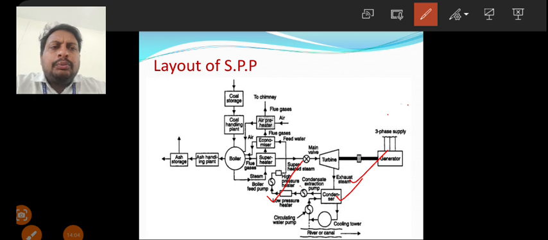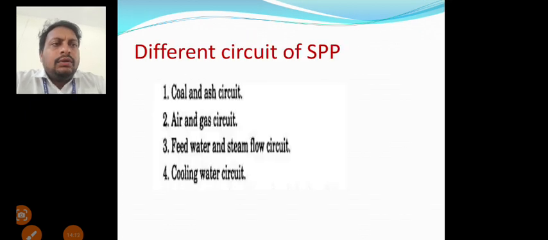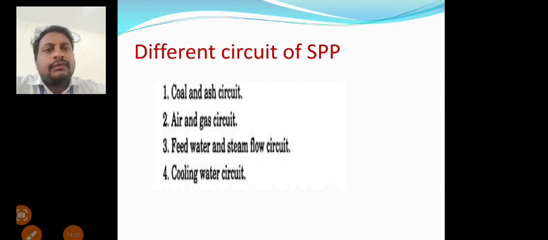So these are the important 4 layouts or 4 circuits in the steam power plant. What are the 4 circuits of the steam power plant? First one is the coal and ash circuit. Second one is the air and gas circuit. Third one is the feed water and steam flow circuit. Fourth one is the cooling water circuit. So these are the important 4 circuits in the steam power plant. I hope you understand the steam power plant layout and the various circuits in the steam power plant.